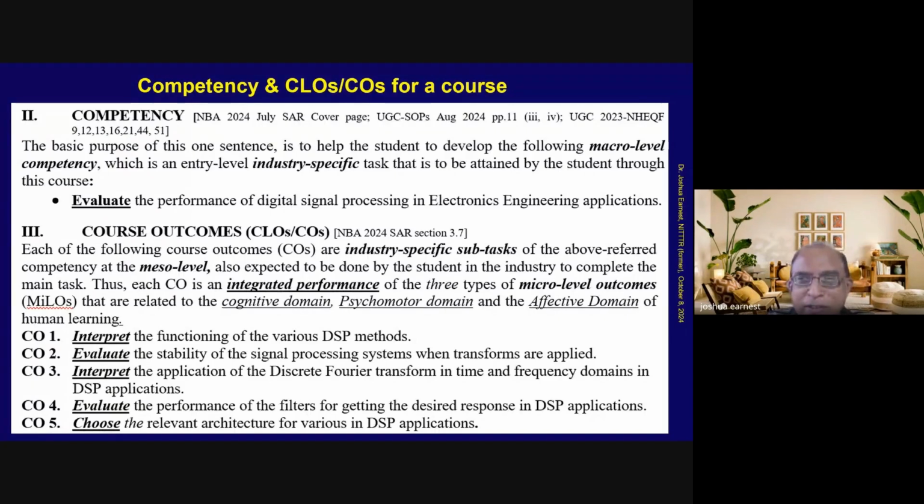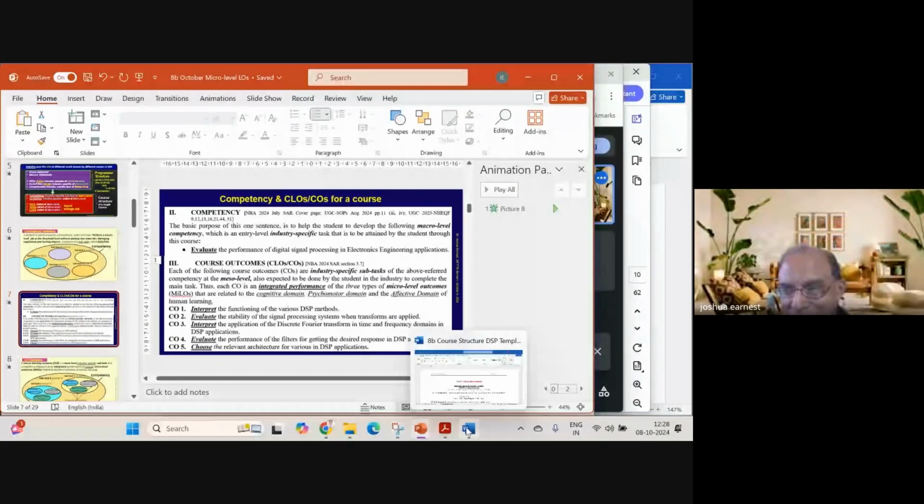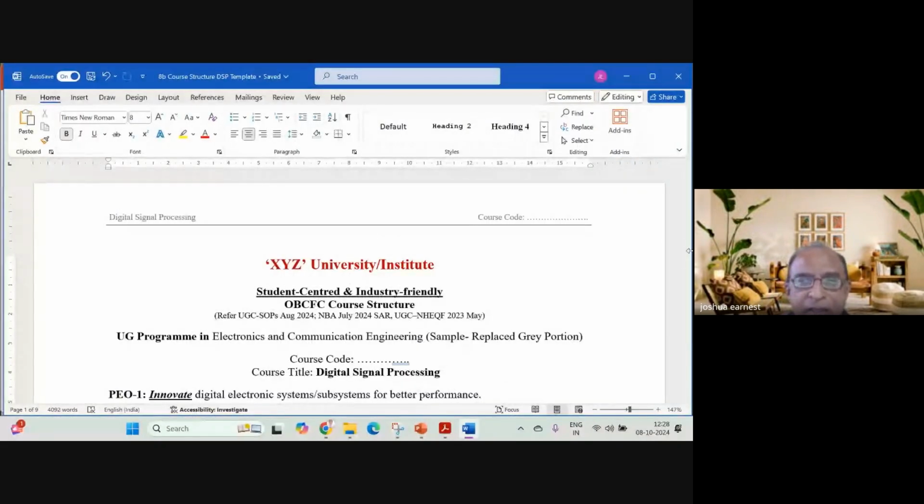I will show you a course structure which I am promoting in all the places where I am giving my consultation. What I'm showing you is part of the course structure, this is the third one. I think it's time to show you the course structure. Since you've started asking questions, I should go for that. Now, this is the course structure of one course.